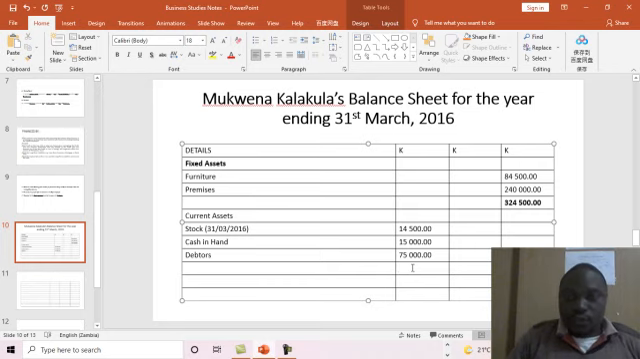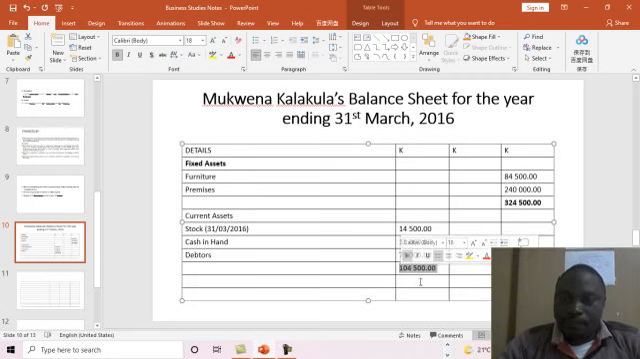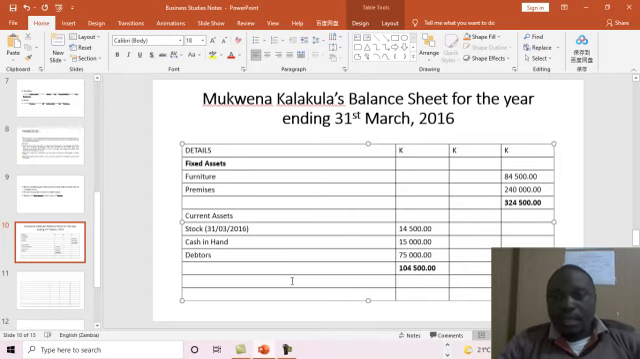Now we find the total. $14,500 plus 15,000 plus 75,000. This gives us the total. Please enter it, and mine is 104,500. I'm sure it matches what you have found. Put it in bold. So that's the total.